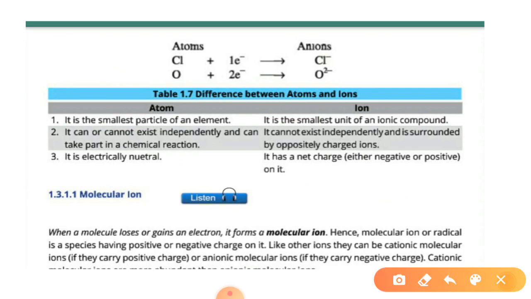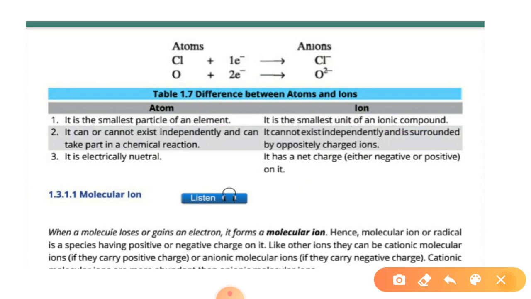Okay, now let's differentiate between atoms and ions. An atom is the smallest particle of an element. What is the smallest part of an element called? Atom. An ion is the smallest unit of an ionic compound. As you know, in NaCl, the first one is positive and the later one is negative, so they form an ionic compound.